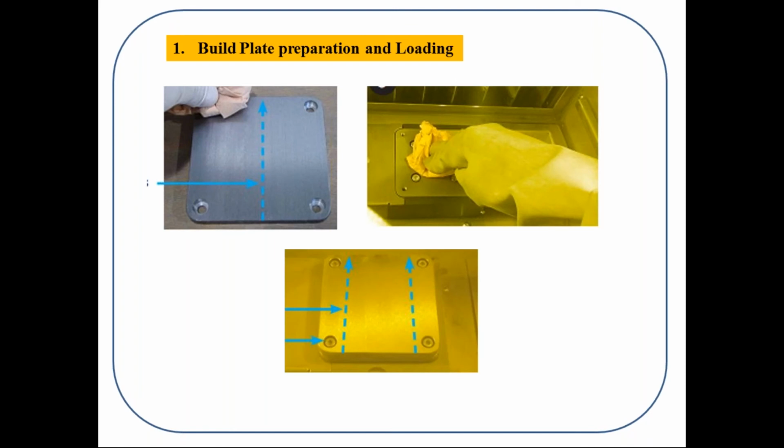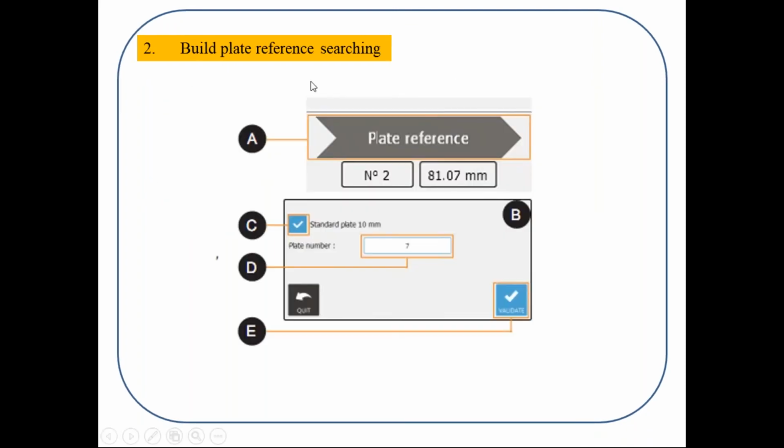Now coming to build plate reference searching. Build plate reference searching means where the build starts. It is the reference position for the build plate. Here the standard plate we are using is 100 mm. Now we are not using the standard plate of 10 mm, so here we click no. I will show you through videos. And this is the plate reference searching. A window will come on the control panel.